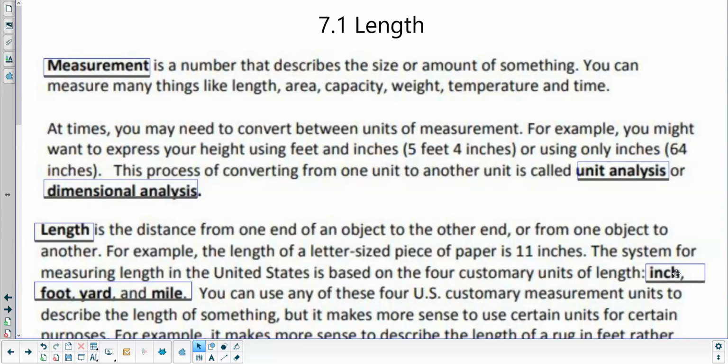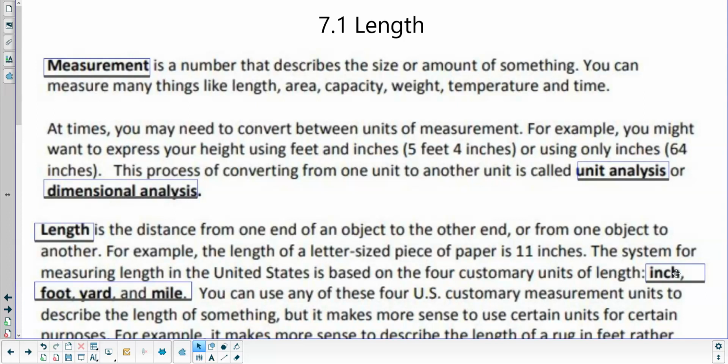It says at times you may need to convert between units of measurements. For example, you might want to express your height using feet and inches, or only in inches. So in that process, you have to convert from one unit to another, or convert them all into the same units. And this is called unit analysis. It's also sometimes called dimensional analysis. And you probably have done this in one of your science classes.